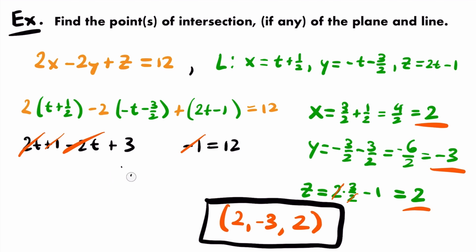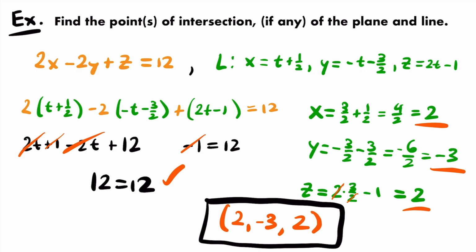Okay, but now what happens if this statement is true, right? Let's say that instead of having 3 equals 12, we end up with 12 equals 12, right? 12 equals 12 is a true statement. Once again, that's not what we actually get from this calculation. I'm just giving you a what-if scenario here. What if we get 12 equals 12 or some other true statement? Well, if you would get a true statement that checks out, then what that would mean is that the line is in the plane. In other words, every single point along the line is also contained within the plane.